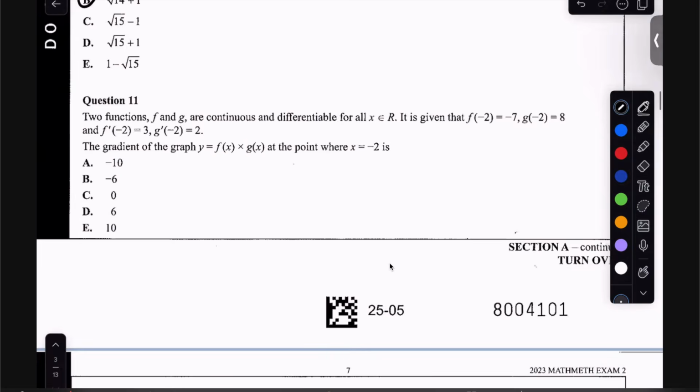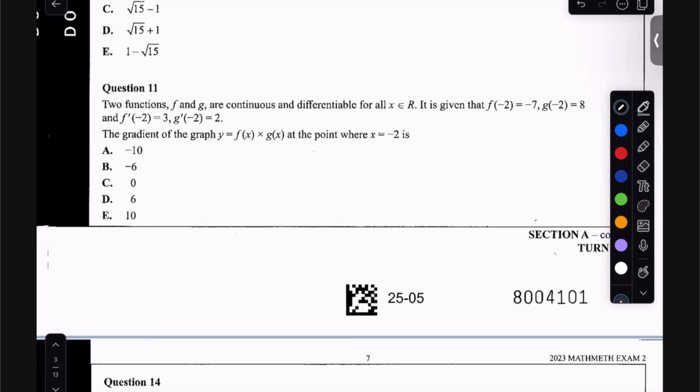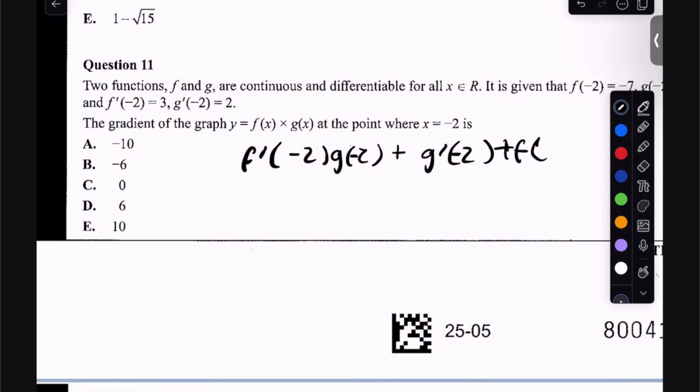Two functions f and g are continuous and differentiable. It is given that, and that, and that, and that. The gradient of the graph of f of x times g of x at the point where x is equal to 2. So here that's just going to be f dash of negative 2 times g of 2 plus g dash of 2, negative 2, sorry, plus f of negative 2.